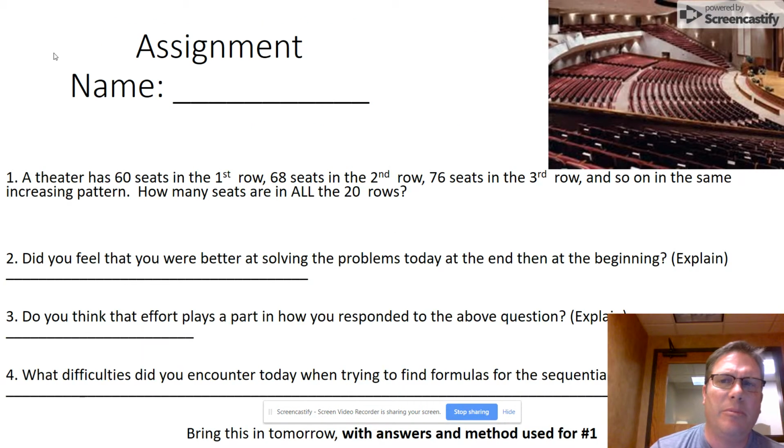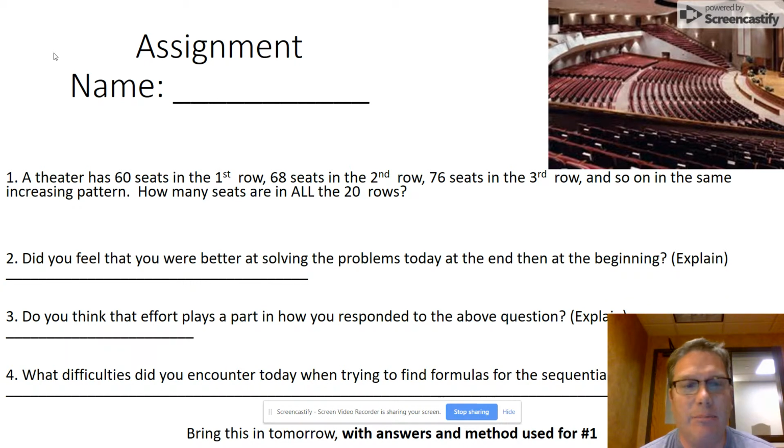And then I'm going to give them an assignment to work on. This assignment is going to ask them to find all of the seats in those first 20 rows. So it goes back to the first problem I gave them. I am going to ask them to do some reflective stuff here. I'm going to ask them if they feel that they were better at solving the problems by the end of the day than at the beginning.